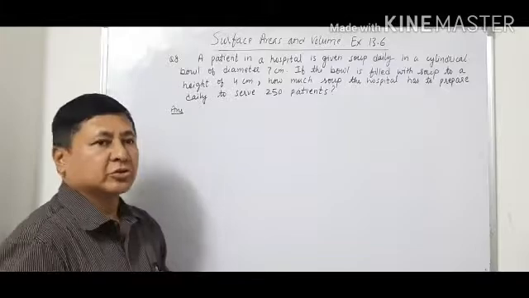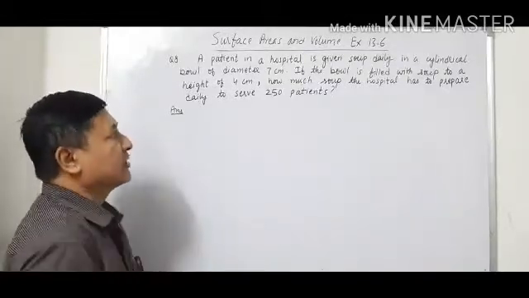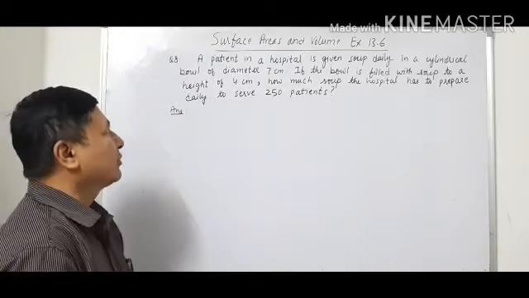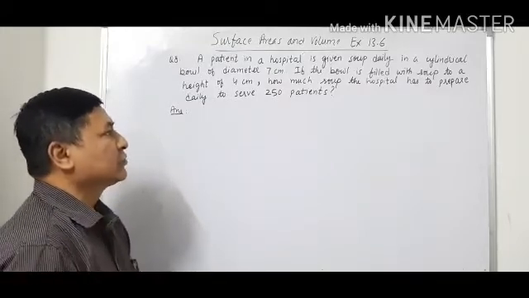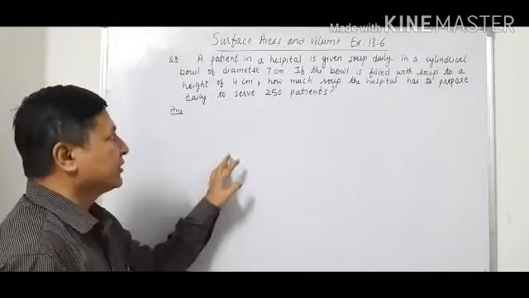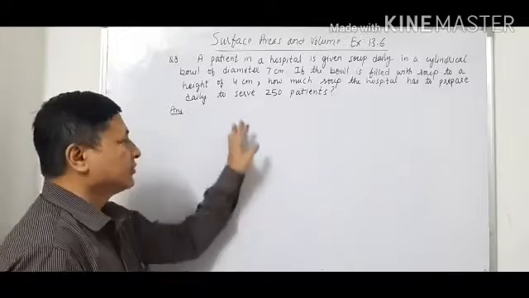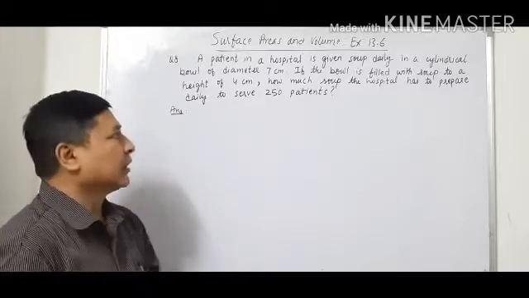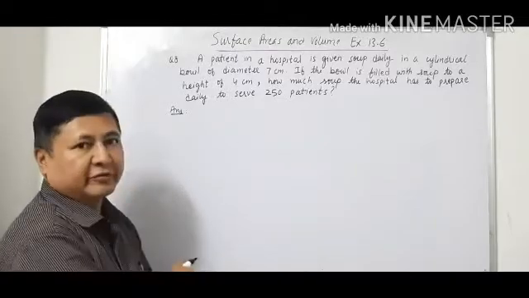Let us solve question number 8 of exercise 13.6. A patient in a hospital is given soup daily in a cylindrical bowl of diameter 7 centimeter. If the bowl is filled with soup to a height of 4 centimeter, how much soup does the hospital have to prepare daily to serve 250 patients? Now we have to find the volume of soup for 250 patients.